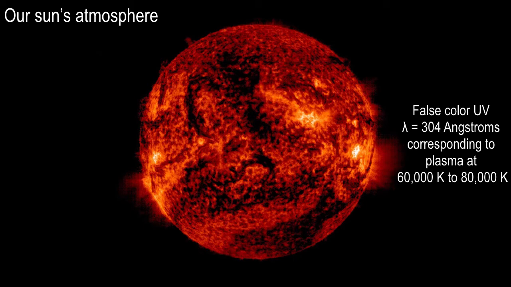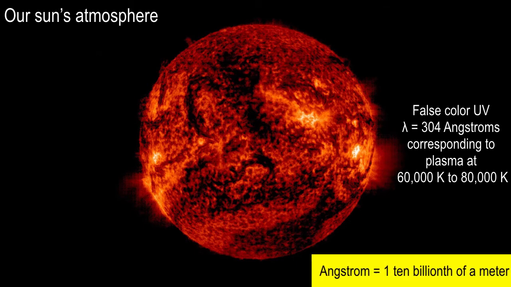The electromagnetic radiation at that wavelength. You can look through your diffraction grating and make a picture of the sun with your diffraction grating set to 304 angstroms, and that's how you measure the ultraviolet, and it corresponds to plasma in the atmosphere of the sun at about 60,000 Kelvin to 80,000 Kelvin. Now this is a false color image, so they made it kind of orangey and white and black where it's not very hot at this wavelength. And here's just a little blurb. An angstrom is 10 billionth of a meter, 1 times 10 to the minus 10 meters.